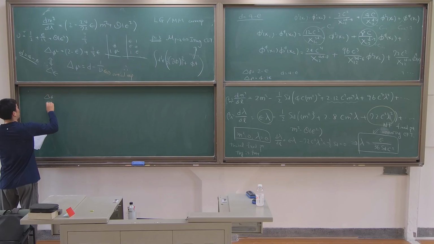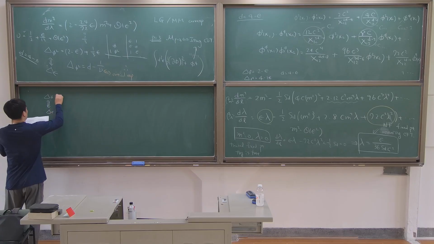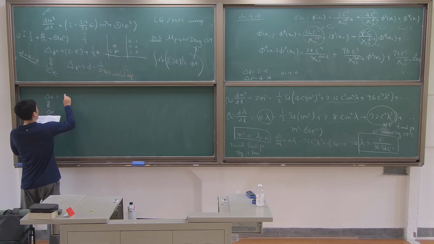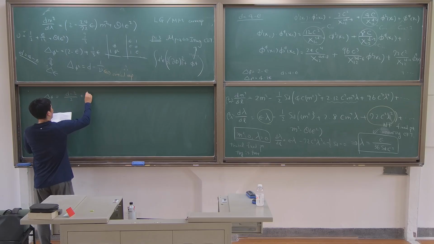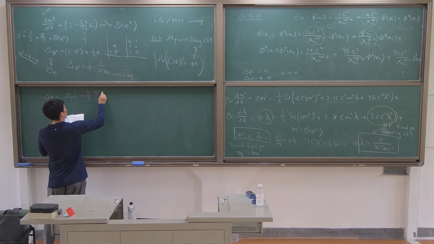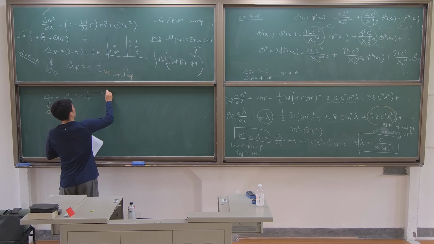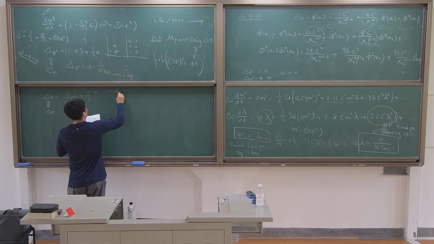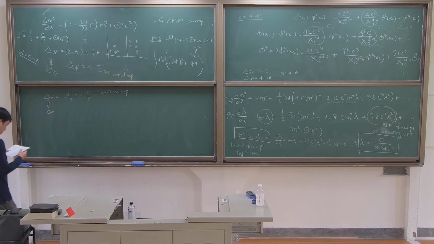So del phi corresponding to del sigma. And this one will give you corresponding (d minus 2) divided by 2 plus 8 over 2. And this is a critical exponent again.